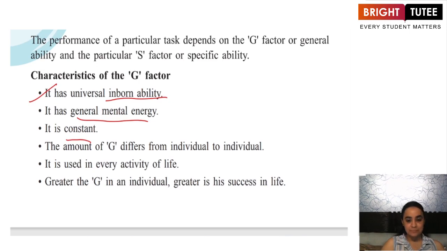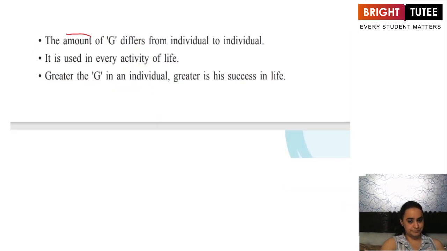Nobody is possessed with more or less G factor. It remains the same. The amount of G factor differs from individual to individual depending on the environment and the heredity factor. Obviously, we've again talked about it. The children basically inherit their G factor from their parents. So heredity is going to play a very important role in that. One uses one's G factor in every activity of life, and the more the G factor in an individual, the more successful the person will be.